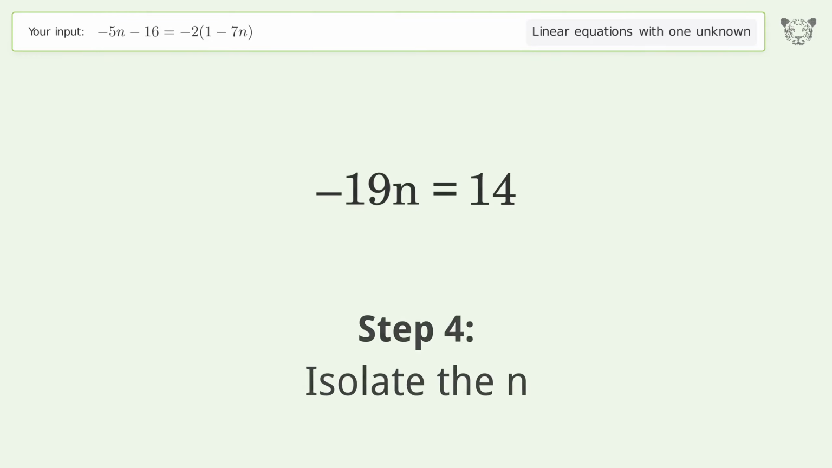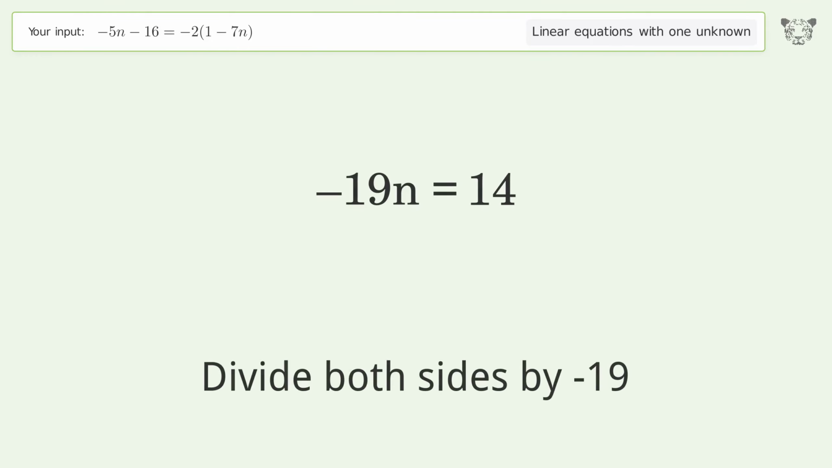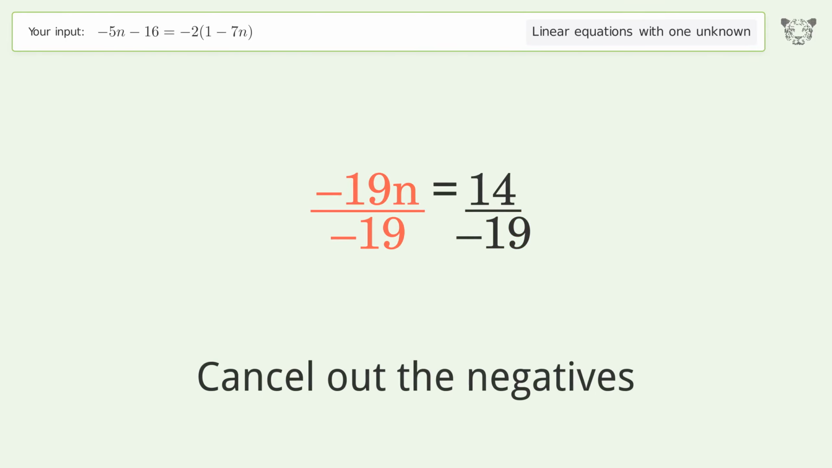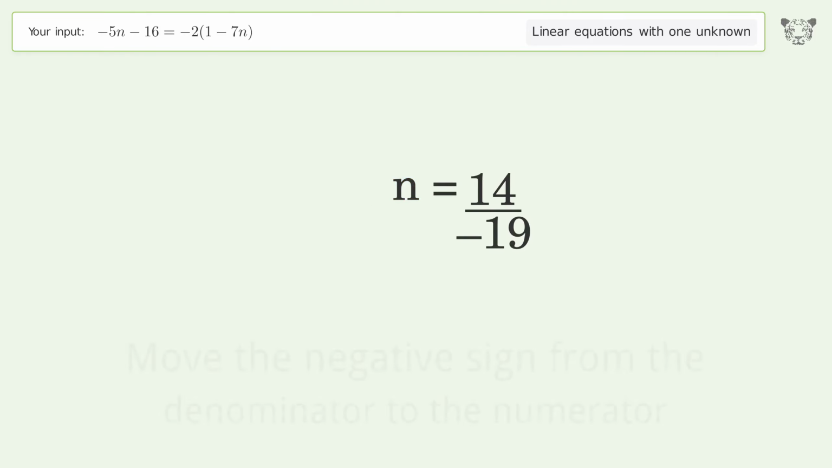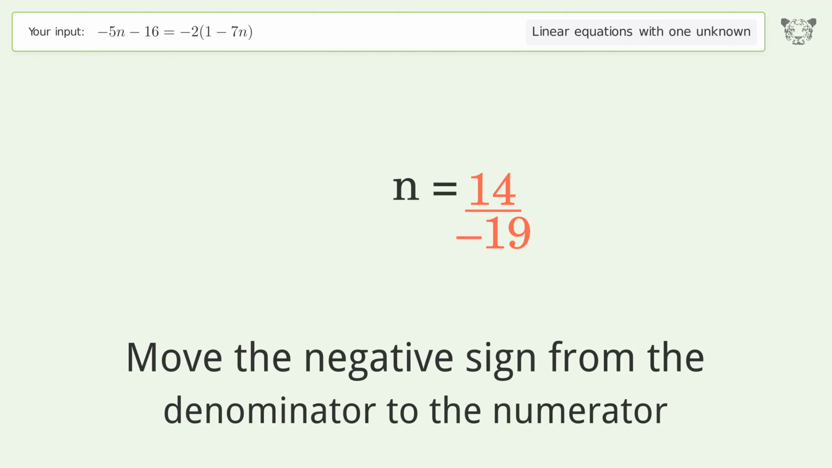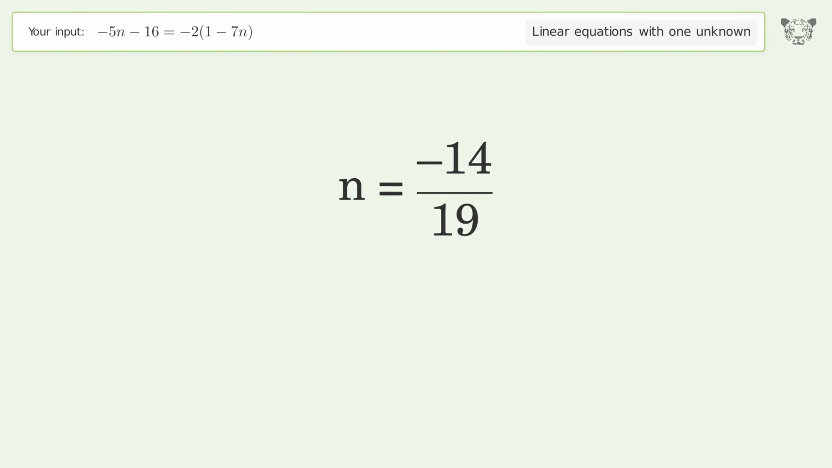Isolate the n. Divide both sides by -19. Cancel out the negatives. Simplify the fraction. Move the negative sign from the denominator to the numerator. And so the final result is n equals -14/19.